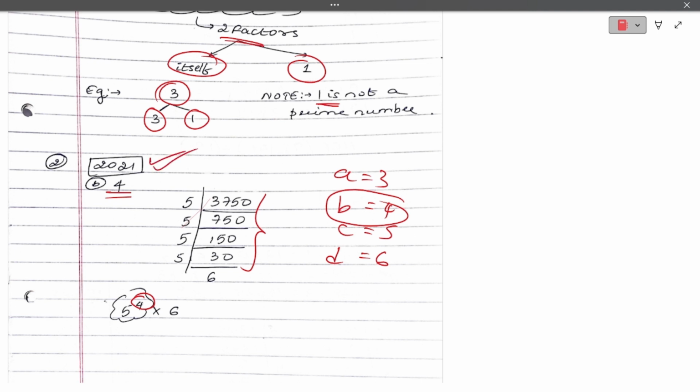This was also asked in one of the previous year question papers, 2021.